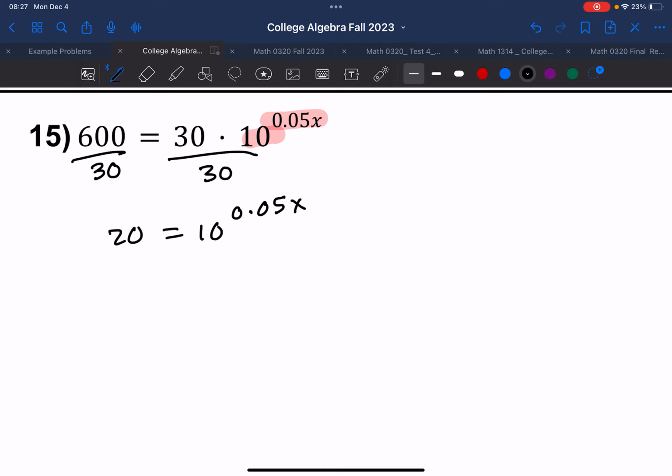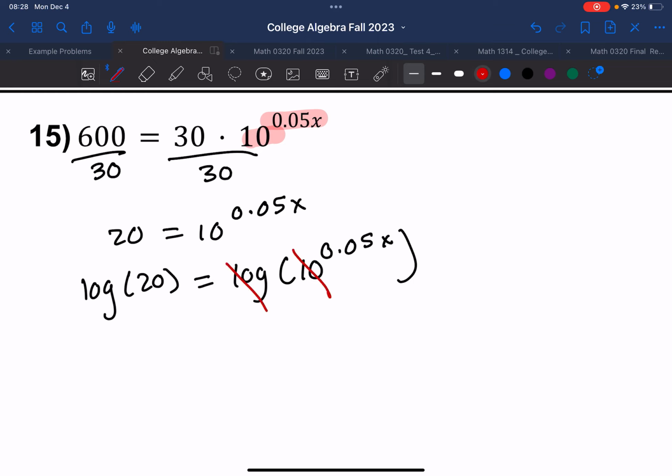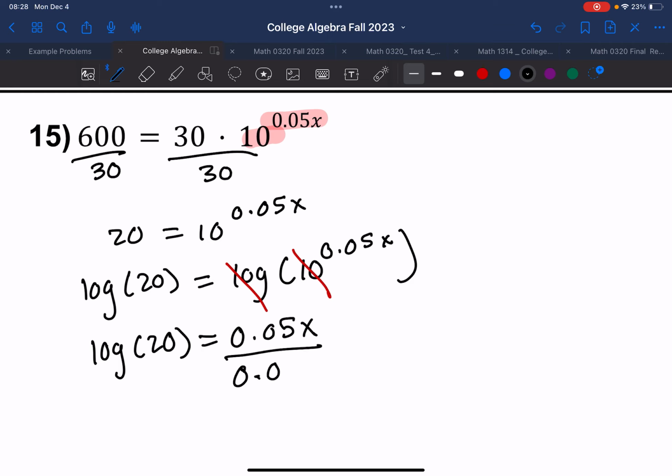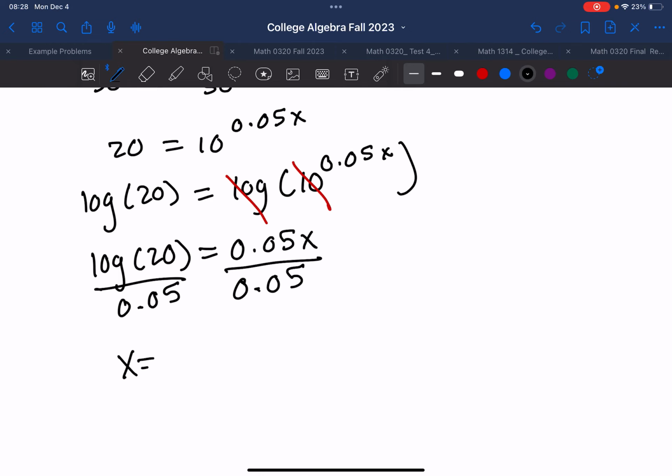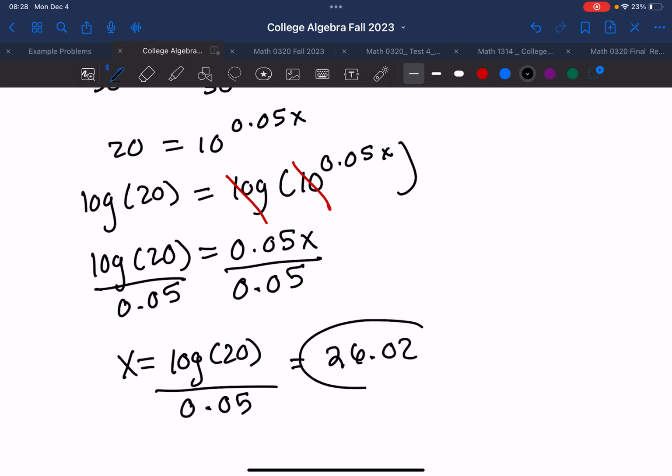I'm going to take the log of both sides, so the log of 20 is equal to the log of 10 to the power of 0.05x. Log and 10 cancel, so I'm left with log of 20 is equal to 0.05x. Solving for x, I'm going to divide both sides by that 0.05. So I have x is equal to log of 20 over 0.05, or if I type that into my calculator, that is approximately 26.02.